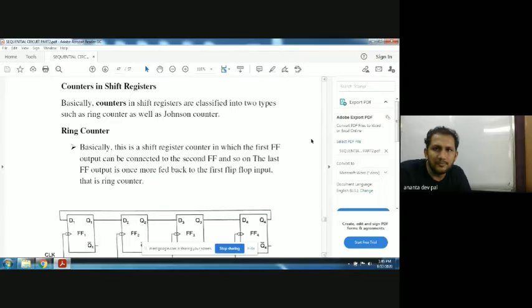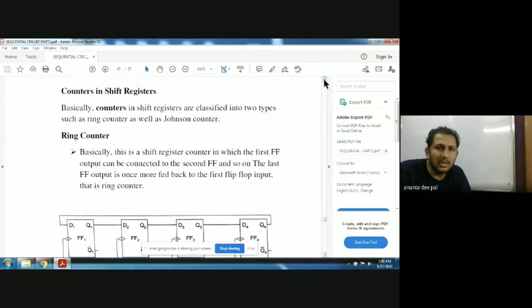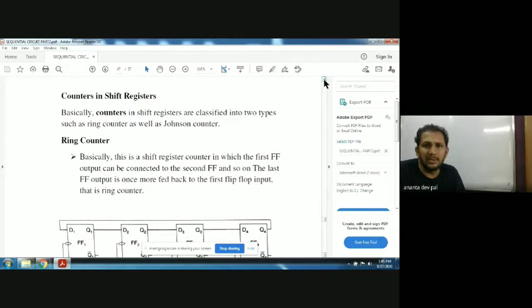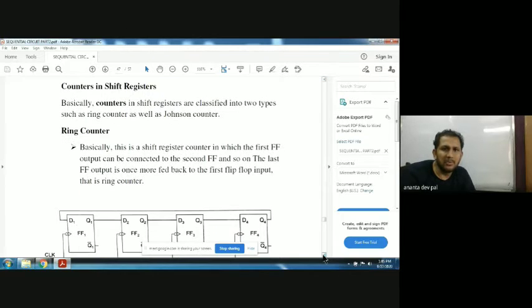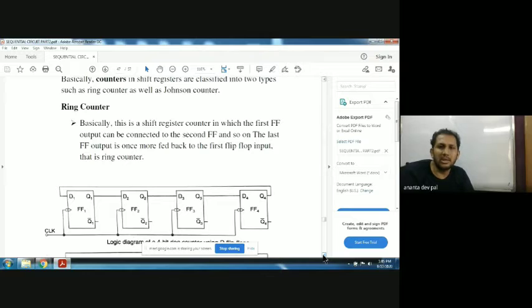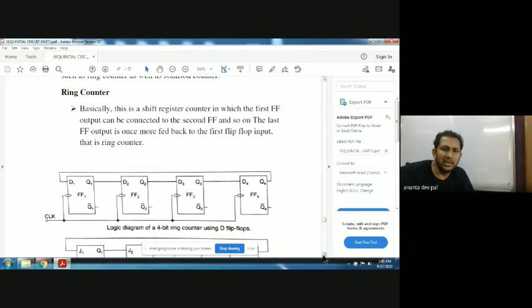Now the ring counter. Counters are basically shift registers, and they are classified into two types: ring and Johnson counters. In the ring counter, the first flip-flop output is fed to the second one and then the third one, and the last output is fed back to the first one. This is like a ring.